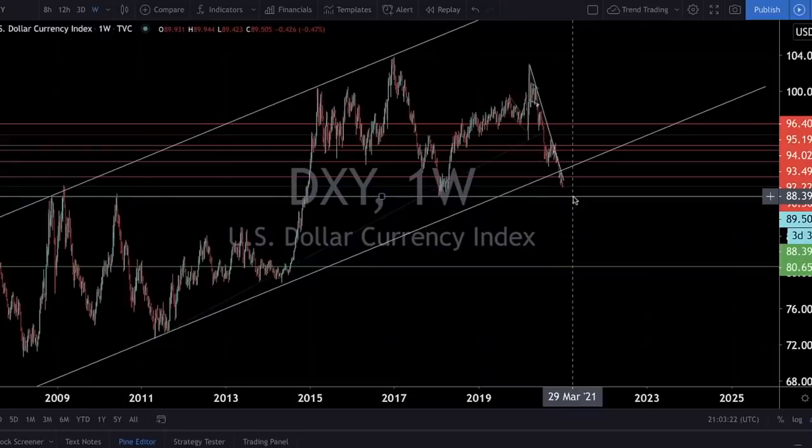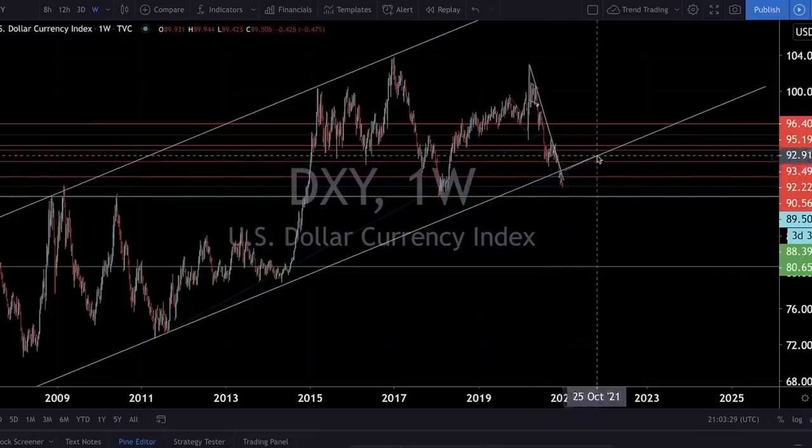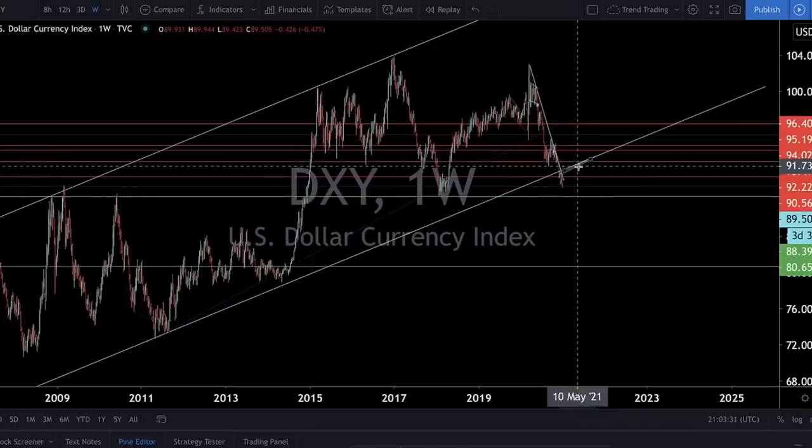If that holds, the dollar could definitely bounce. Not only could the dollar bounce, the dollar could bounce and come in and test this area over here, right in this area. Let me just make that a little bit darker for myself and for you.